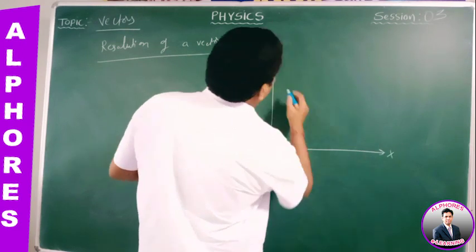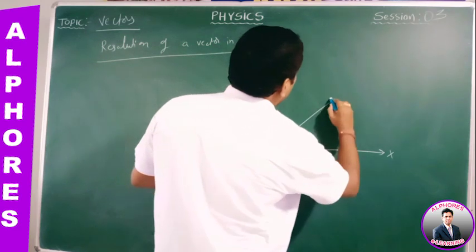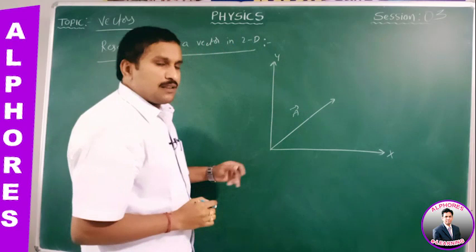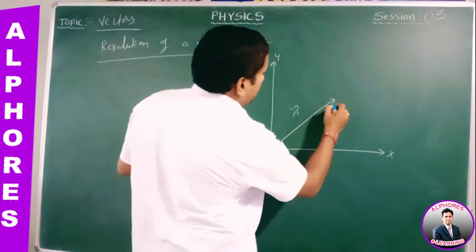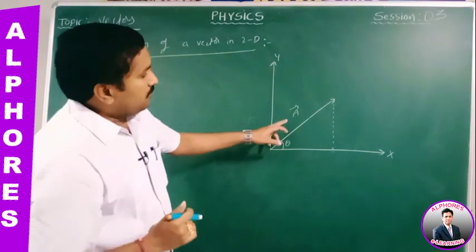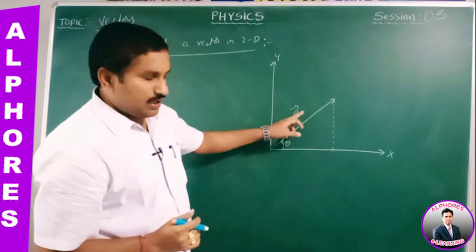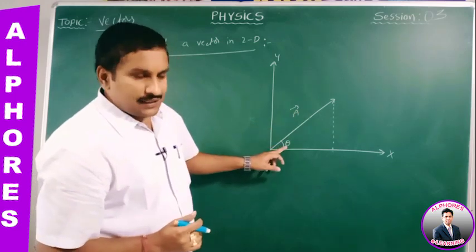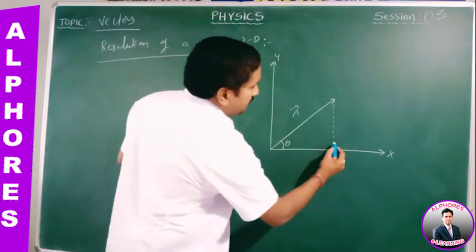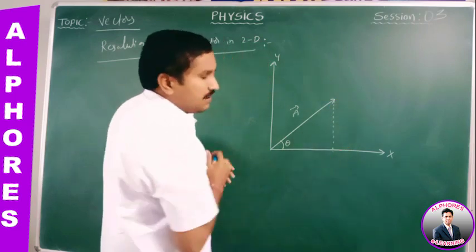Suppose this is the x-axis, this is the y-axis. Take any vector, let us say a bar, which has a magnitude a and makes an angle theta with the x-axis, which means it has actually two components. If I draw a vertical projection on the x-axis, it forms a right angle triangle. Is it okay?